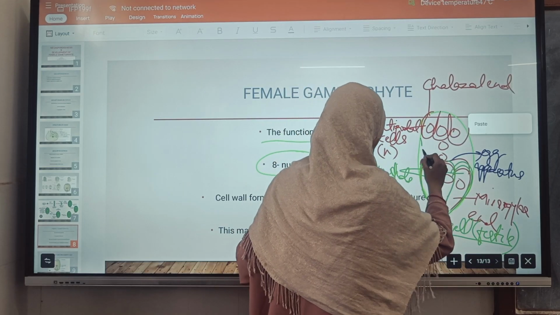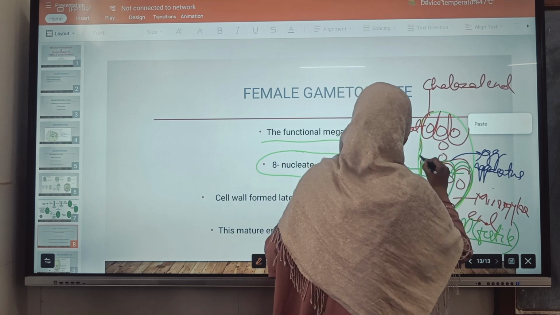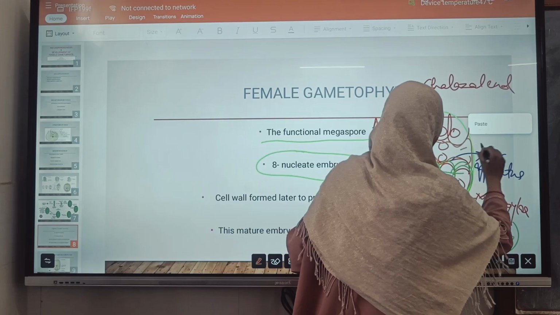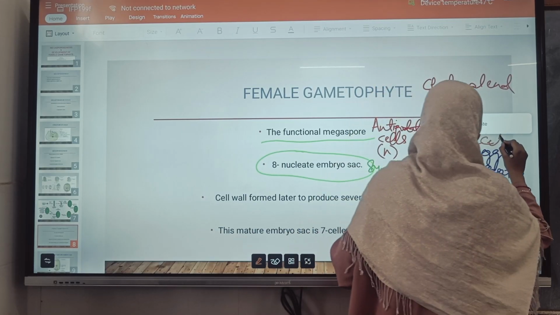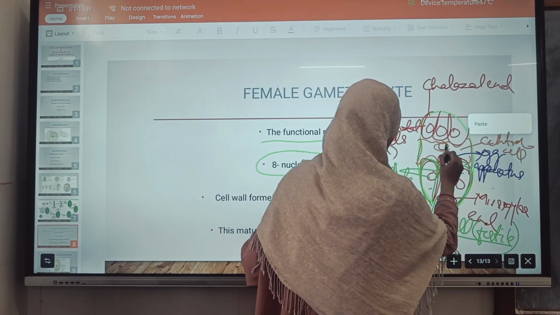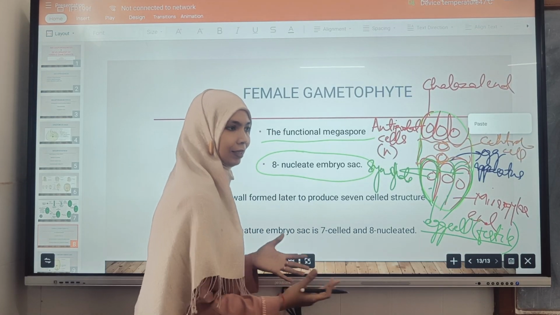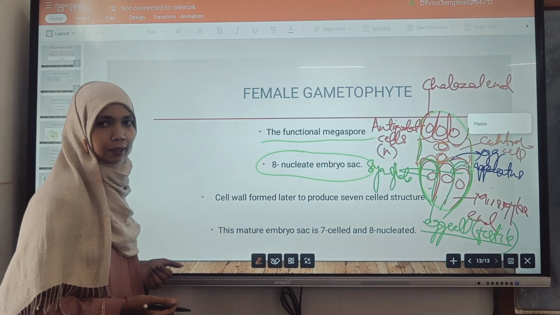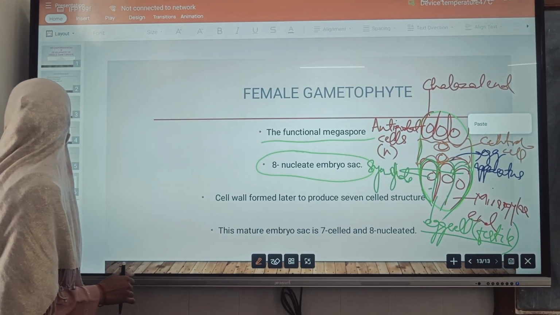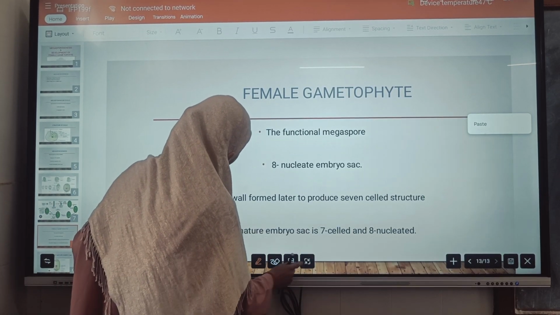So the 7th cell is this one, the large central cell of this embryo sac. This is the central cell of the embryo sac having 2 polar nuclei, the 7th cell of the embryo sac. And this type of embryo sac is called the polygonum, 7-celled type of embryo sac. Let me make this clearer with the help of a diagram.